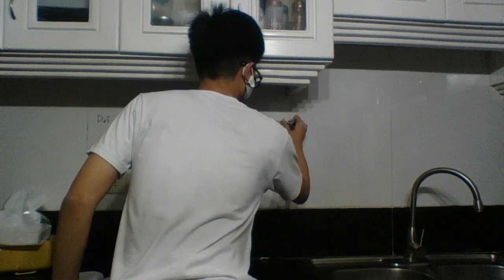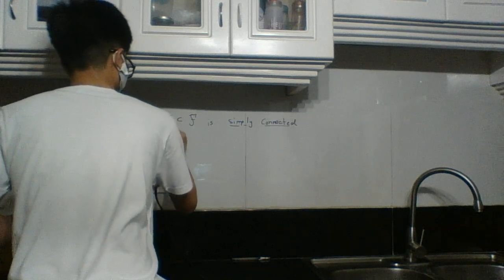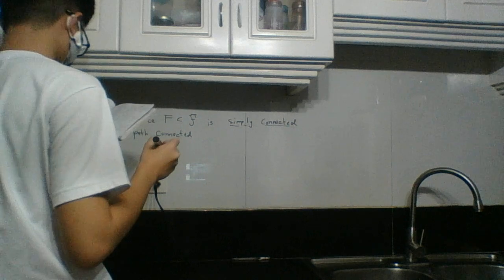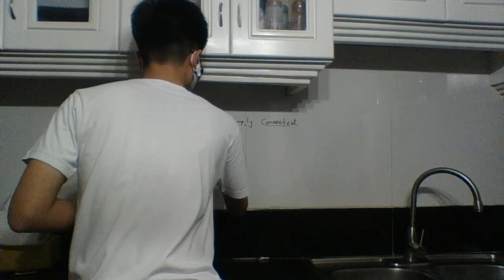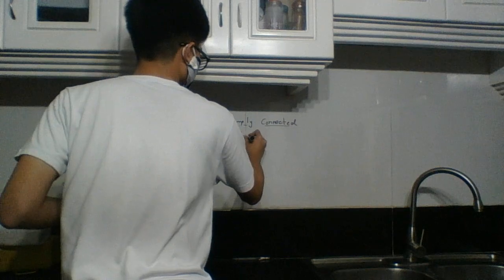So, all right, a space, small f in big F. Actually, I'll call it normal F, which is a subset of math cal F, is simply connected if it is path connected and its fundamental group, independent of its base point or base femboy, is 0.